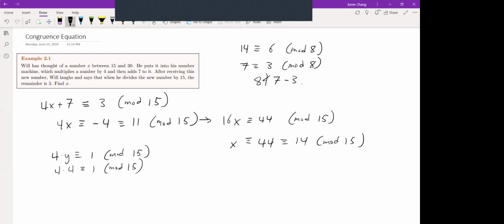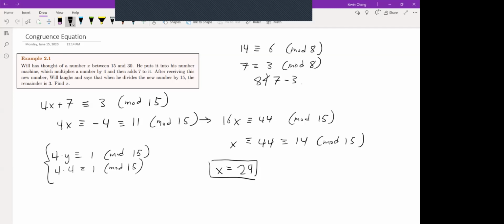So because our number is between 15 and 30, the only number in that range which has a remainder of 14 when divided by 15 would be 29. So we have that x should be equal to 29. And that's how we found x in this problem. And probably the most important section here was realizing that if we multiplied 4x by 4, we would just get x, because 4 times 4 is congruent to 1 mod 15. And so this is an important concept when we're trying to solve equations with congruences.